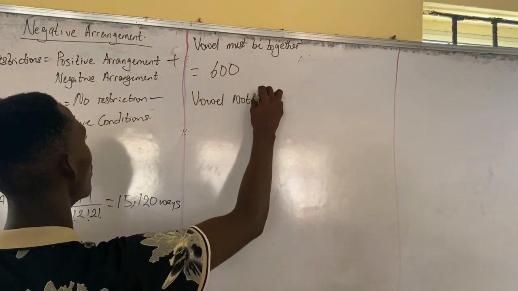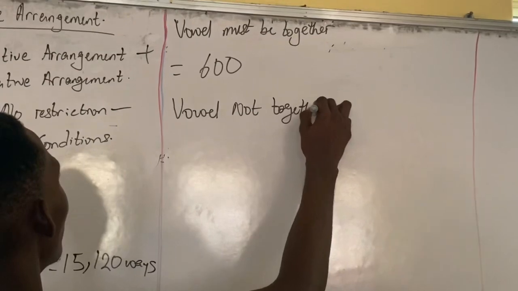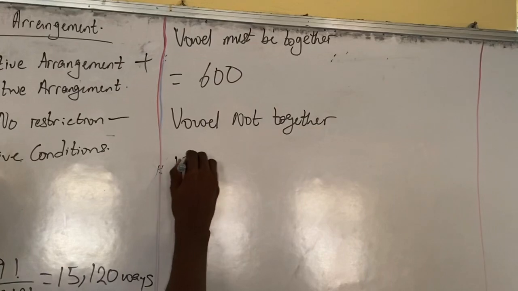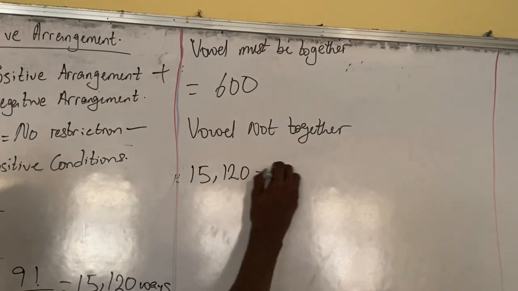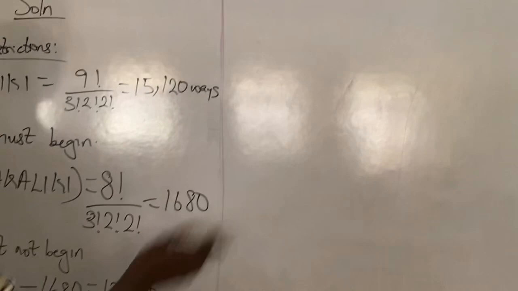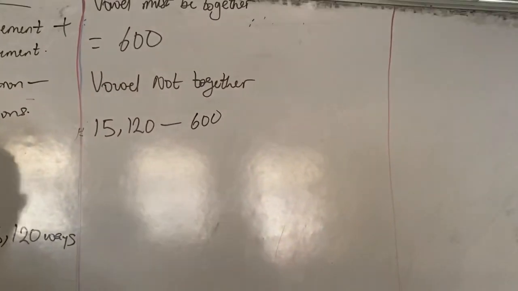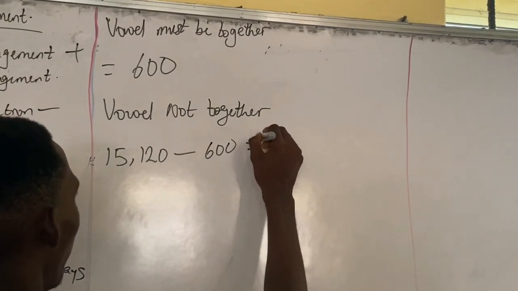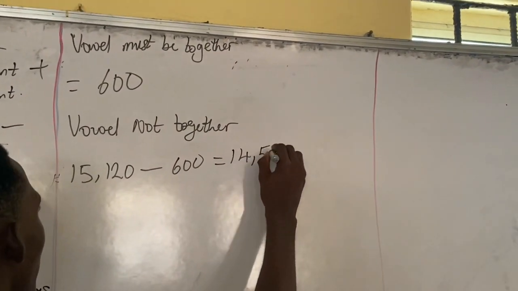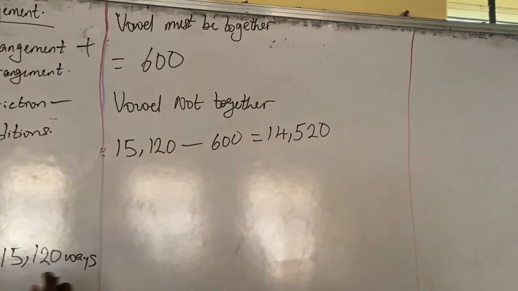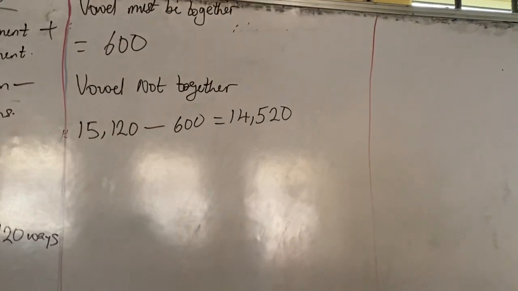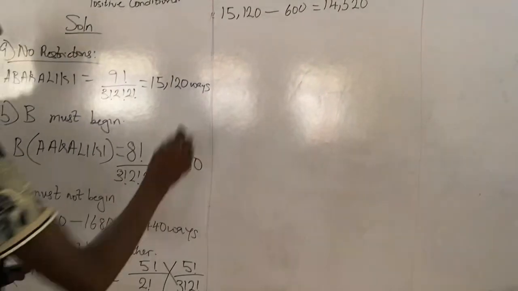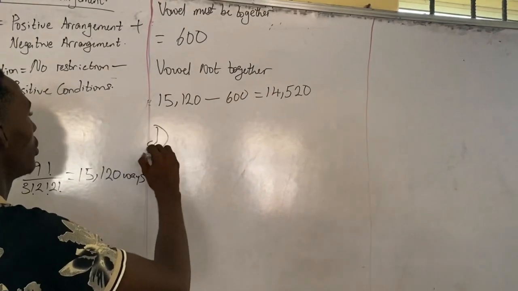Vowels not together, or must not be together, will be equal to what? Our no restrictions, which is what? 15,120 minus our positive restrictions, which is what? 600. So 15,120 minus 600 will give us what? 14,520. So if vowels must not be together, if you are to arrange it, it will give us 14,520.